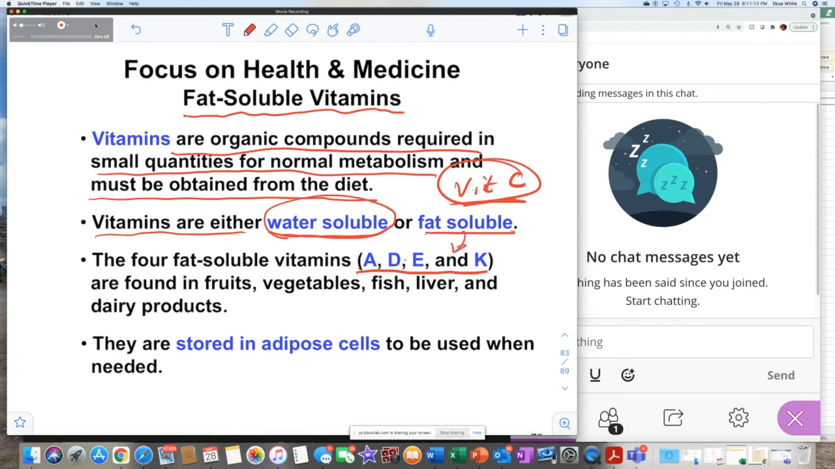Okay. For the fat soluble ones, the four fat soluble vitamins are found in fruits, vegetables, fish, liver, and dairy products. Dairy products, right?